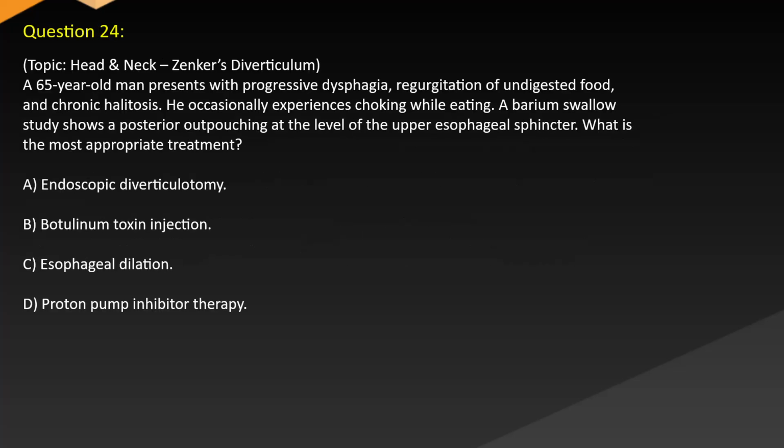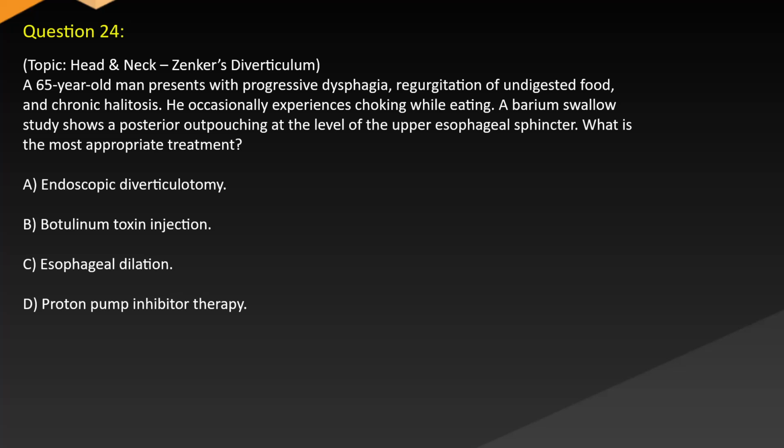Question 24. Topic: Head and neck. Zenker's diverticulum. A 65-year-old man presents with progressive dysphagia, regurgitation of undigested food, and chronic halitosis. He occasionally experiences choking while eating. Barium swallow study shows a posterior outpouching at the level of the upper esophageal sphincter. What is the most appropriate treatment?